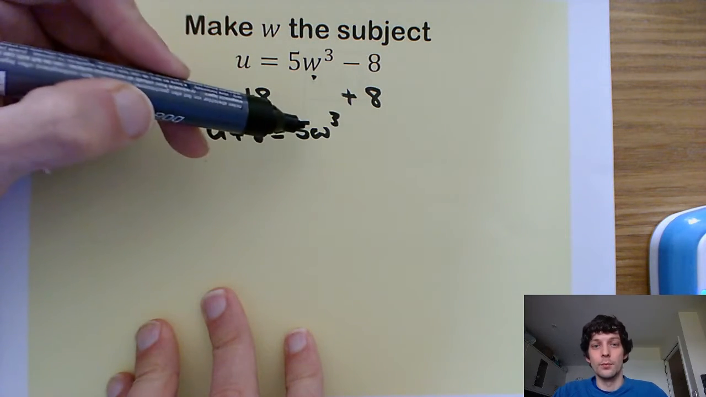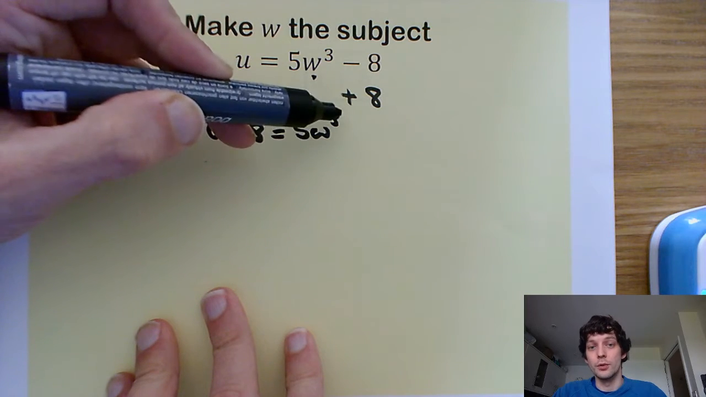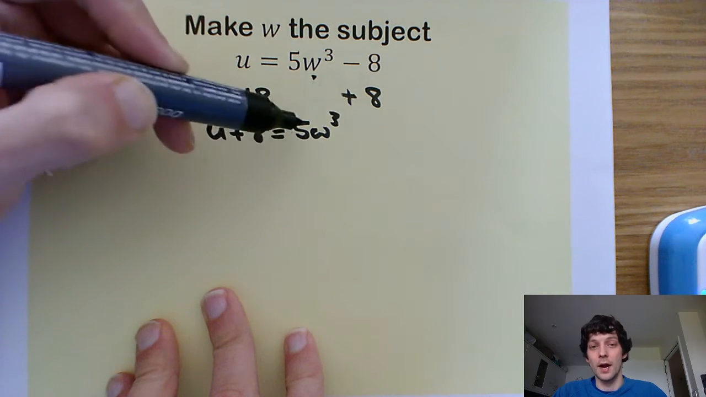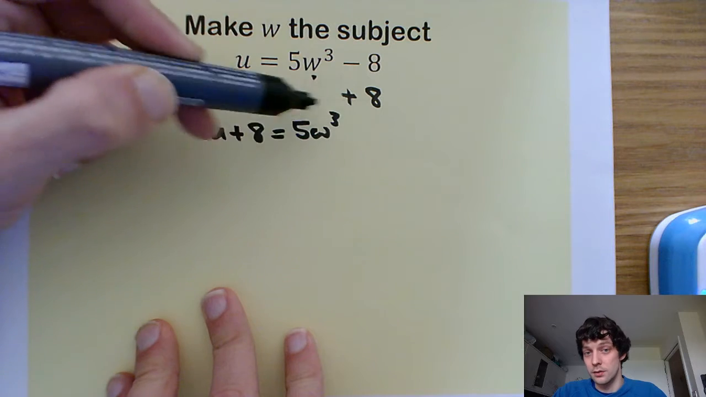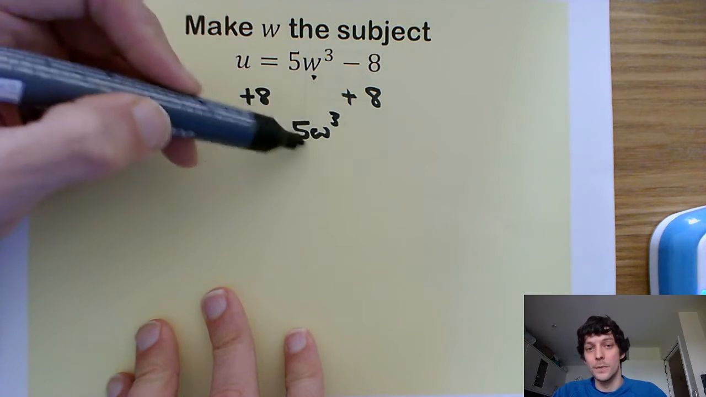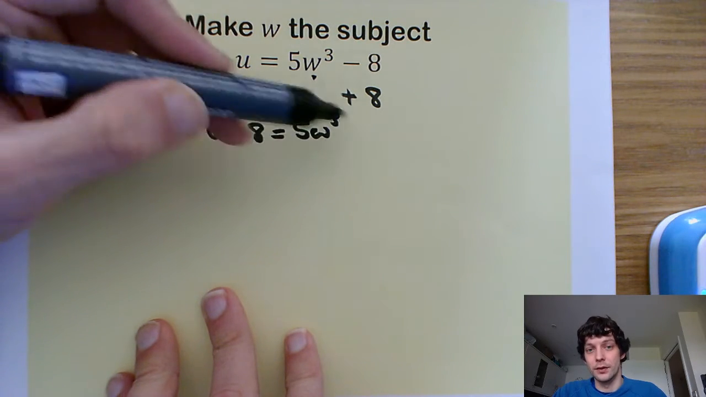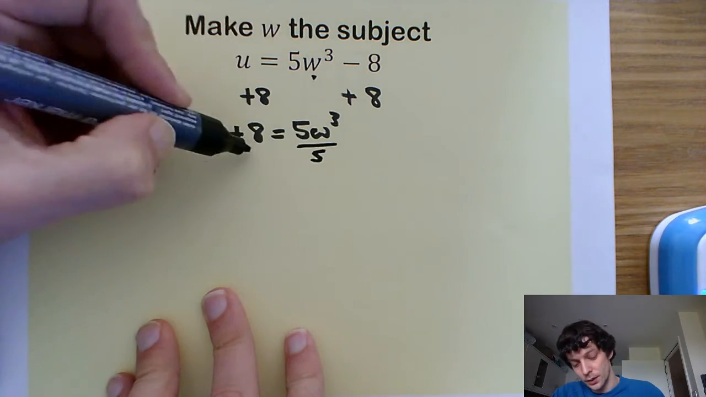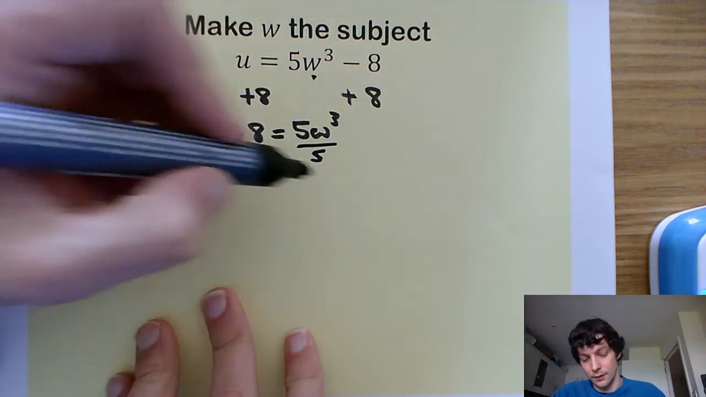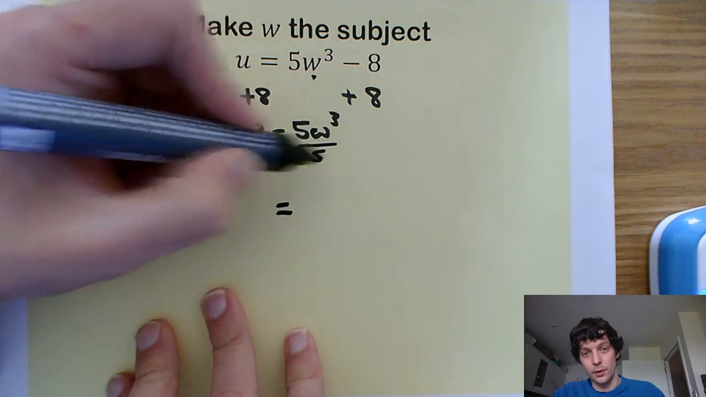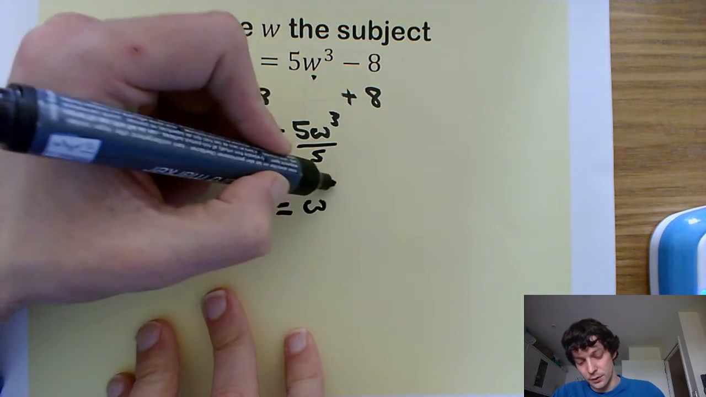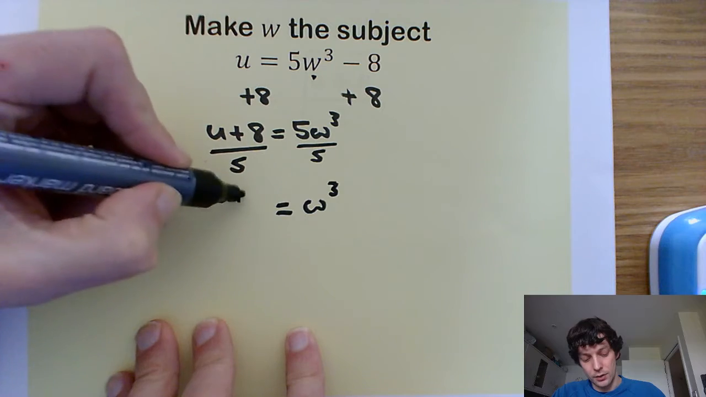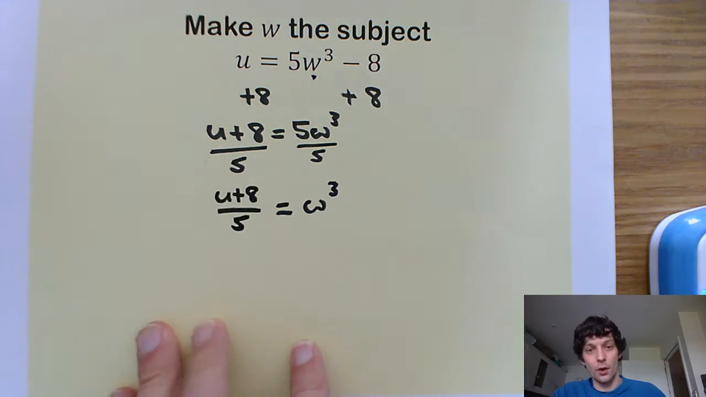Okay, now we said I had w, I cubed it, and then I multiplied by 5. That 5 isn't being cubed because it's not in a bracket. So the last thing that I'm doing on this side at the moment is multiplying by 5. So we'll undo that by dividing by 5. 5w cubed divided by 5 just gives me w cubed, and I get u plus 8 over 5.